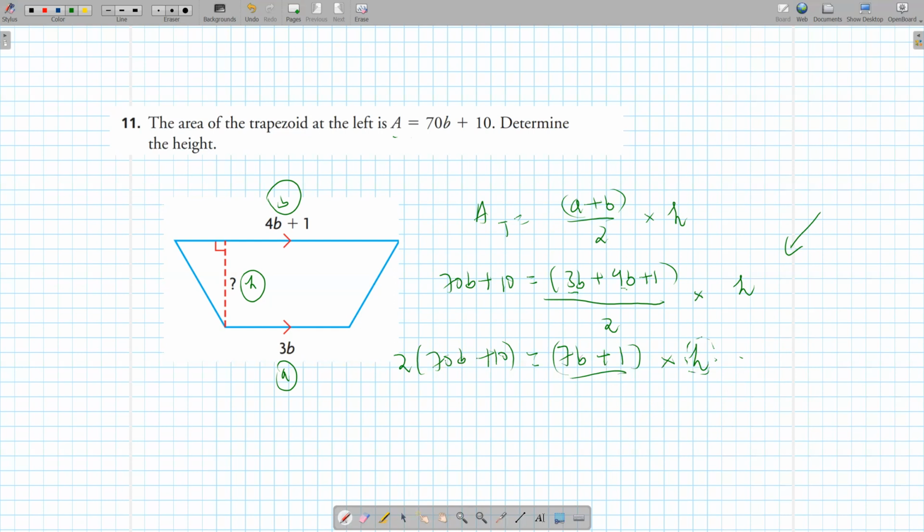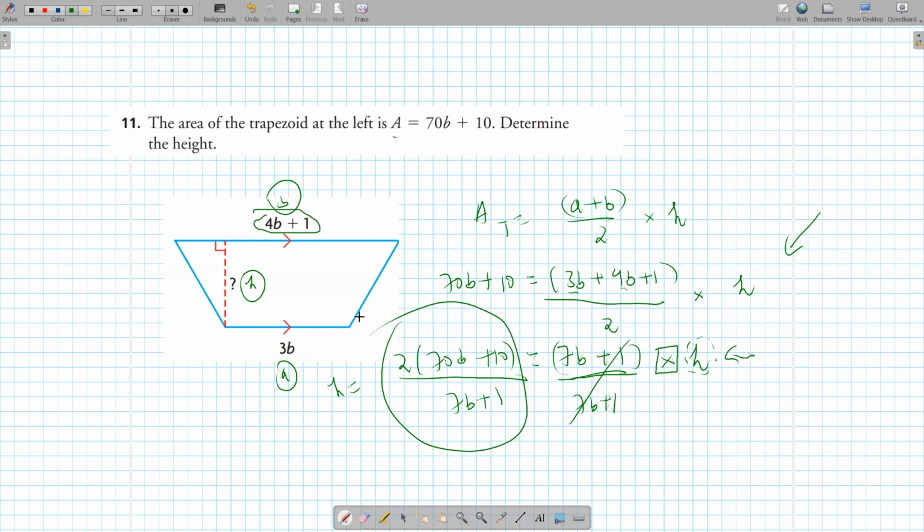We need to get rid of this term. Just divide, right? We're trying to isolate for h. Right now it's being multiplied, so we would just divide by that on both sides. There we go. This cancels out, and that's the height in terms of b. Did you understand that? Okay. Area of a trapezoid is the sum of the two lengths times the height.